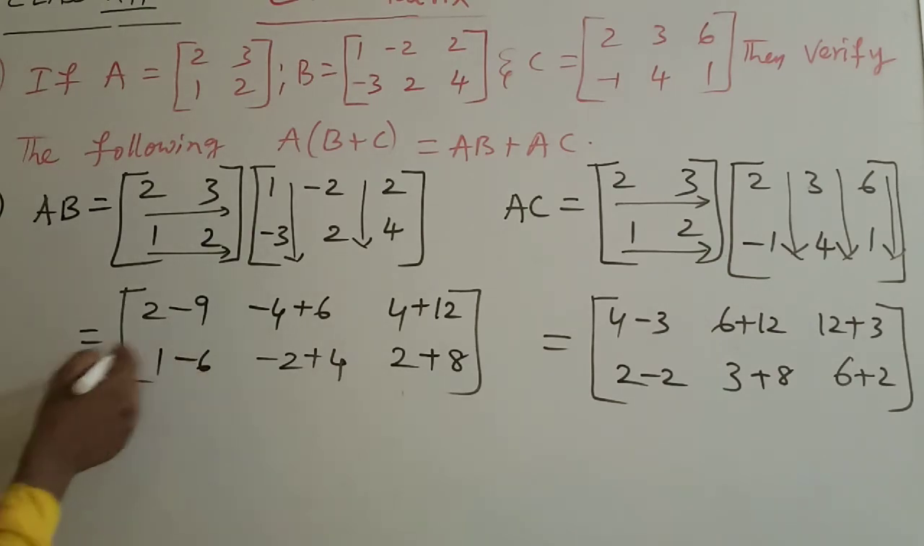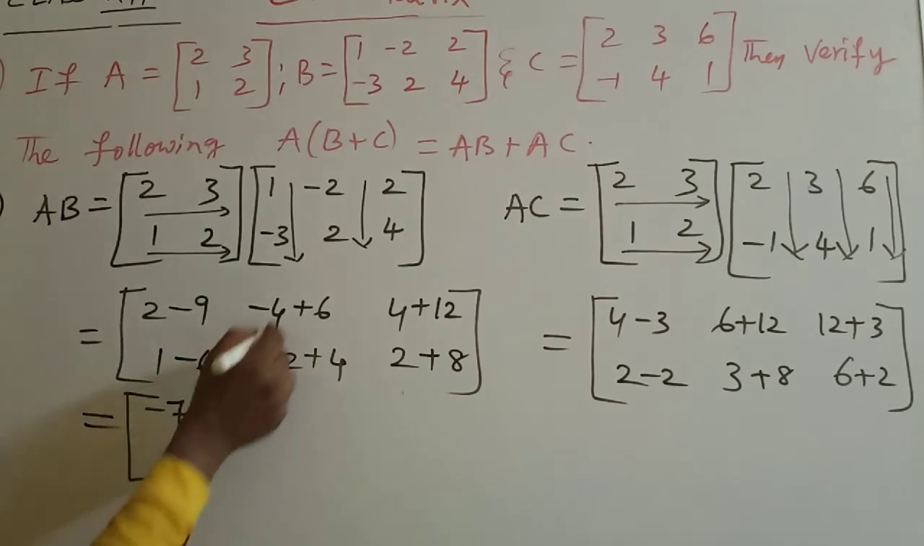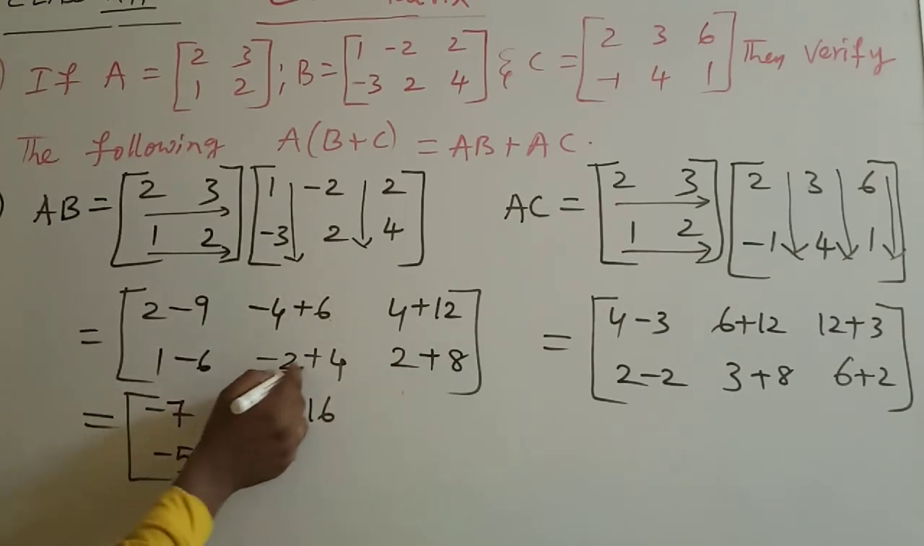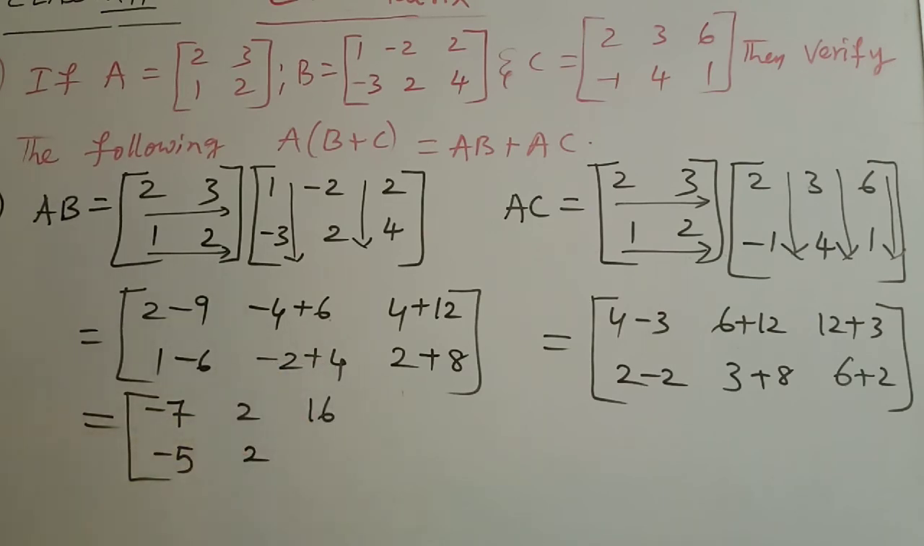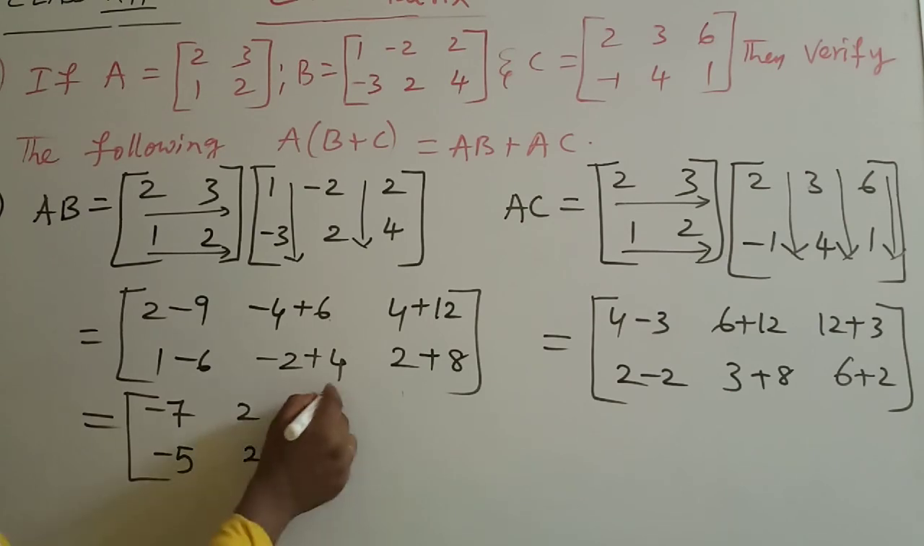So now just add all this, what you are going to get now. So here it is minus 7, and 6 minus 4 is nothing but 2. 12 plus 4 is nothing but 16. 1 minus 6 is nothing but minus 5. And then 4 minus 2 is nothing but 2. And here it is 8 plus 2 is nothing but 10.